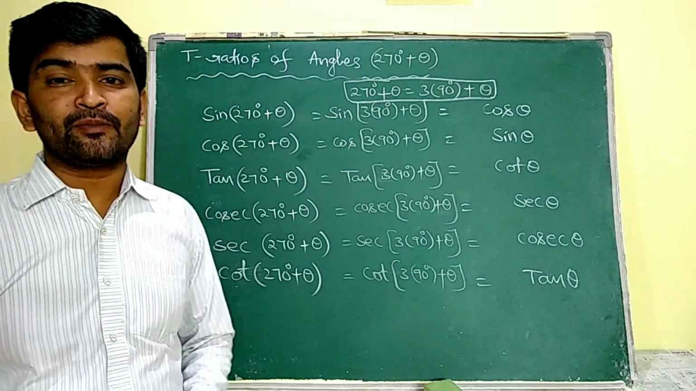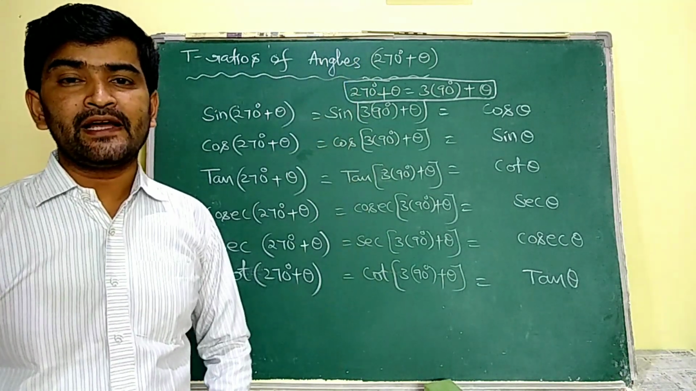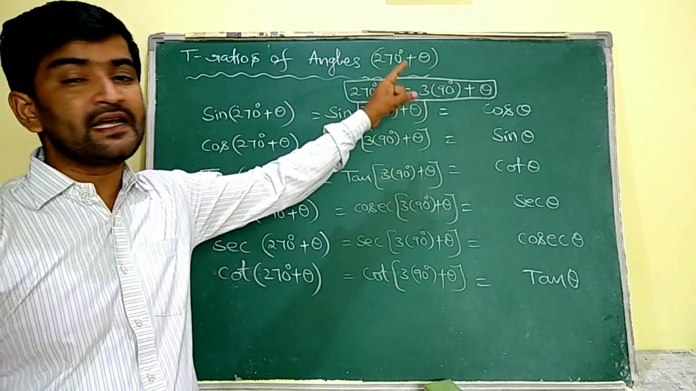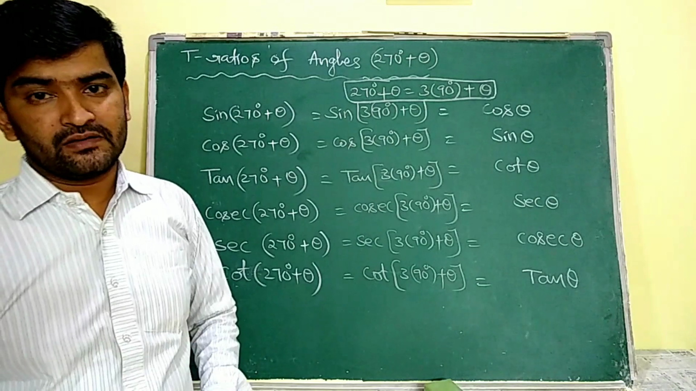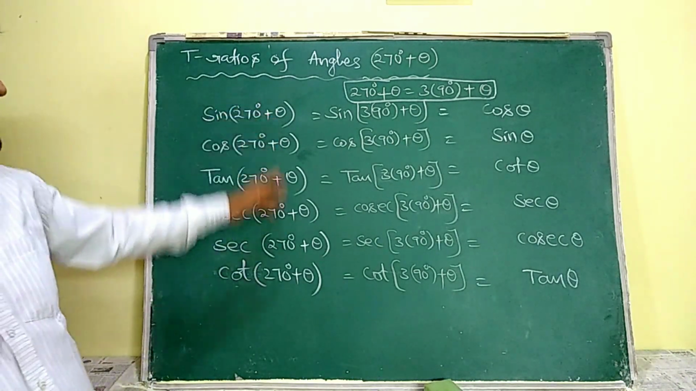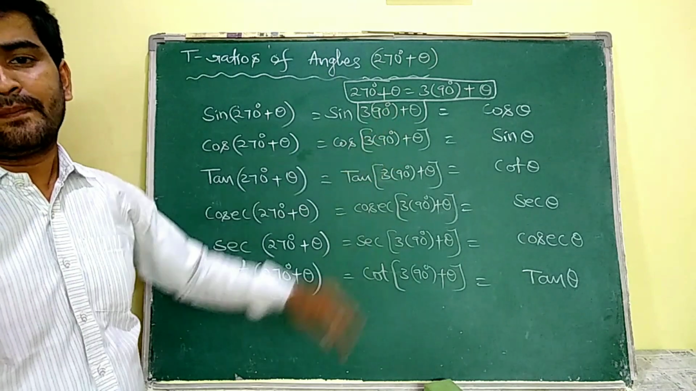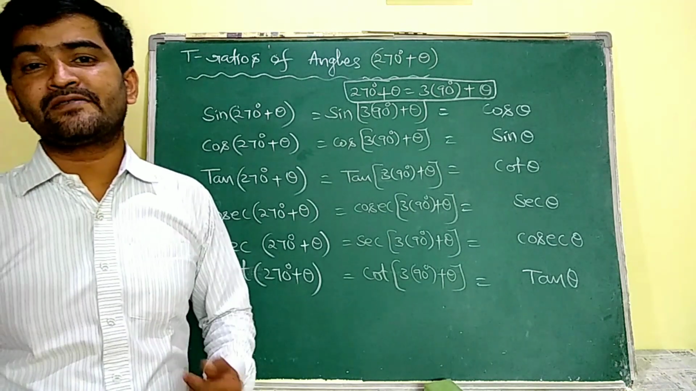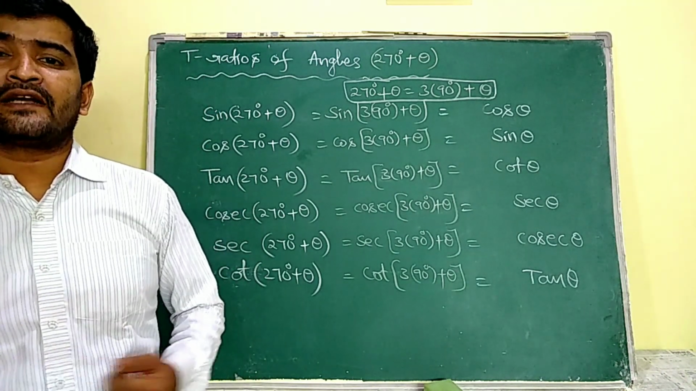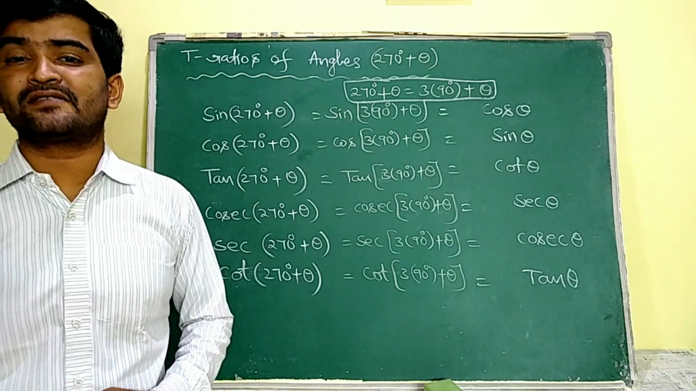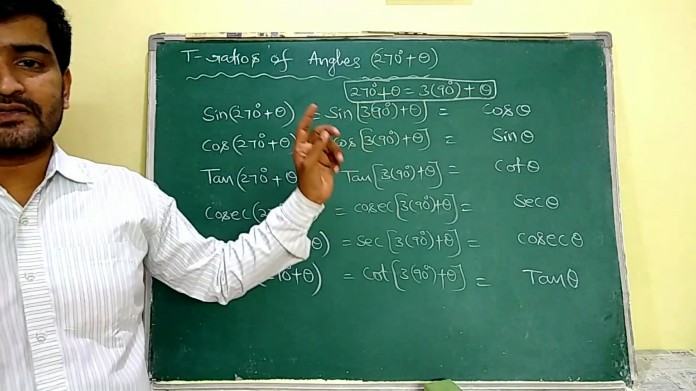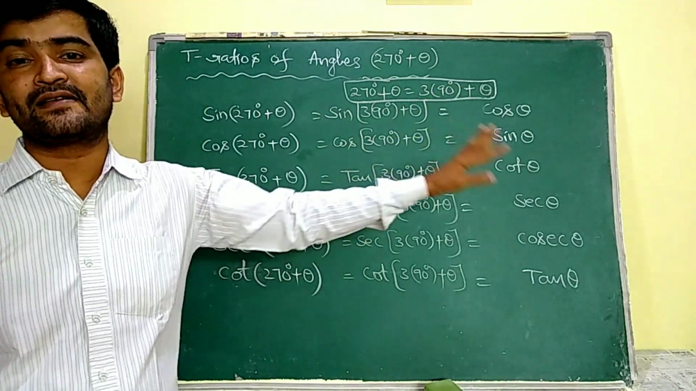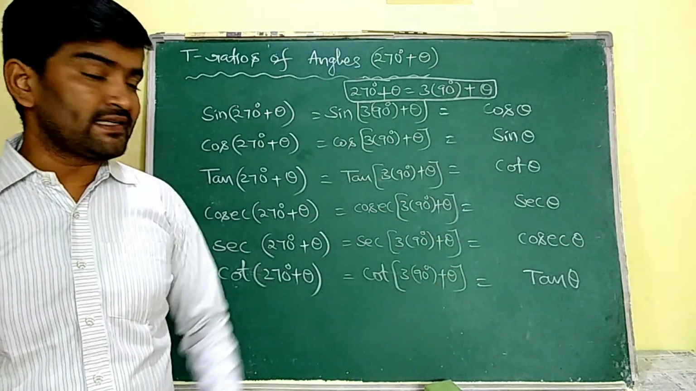Now we are going to discuss the trigonometric ratios of angles 270 plus theta. So see, this 270 plus theta can be expressed as 3 into 90 plus theta. Now see, in the place of n here I am having an odd number. As we know, if the n value is odd, then the trigonometric ratios change correspondingly. So sine changes as cos, cos changes as sine, tan changes as cot, cosecant changes as secant, secant changes as cosecant, and cot changes as tan.